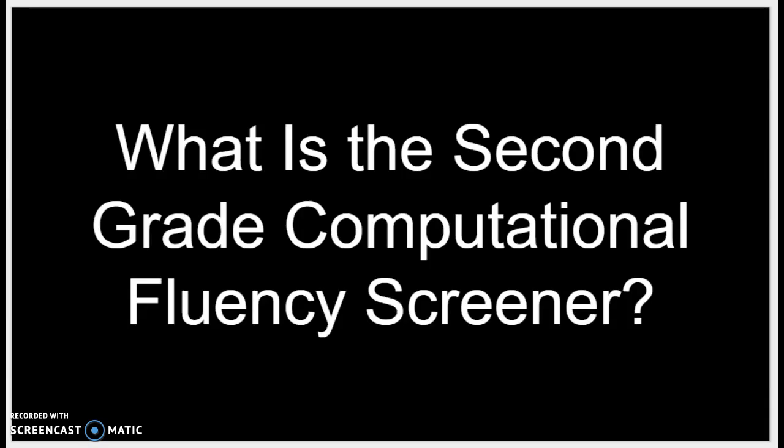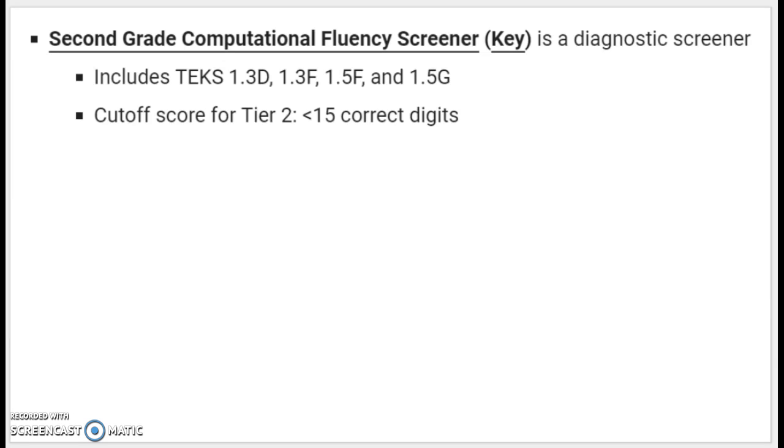Welcome to the video that answers the question, what is the second grade computational fluency screener? The second grade computational fluency screener is a diagnostic assessment that is tied to the previous grade level's prerequisite text for computation. Since this assessment is given to every second grade math student at the beginning of the school year, it tests first grade computation skills students entering grade 2 should have mastered.